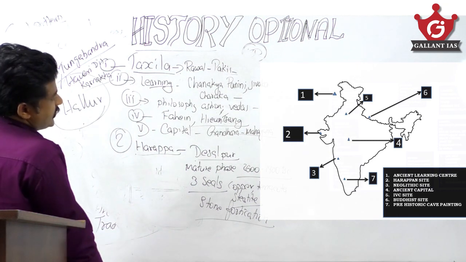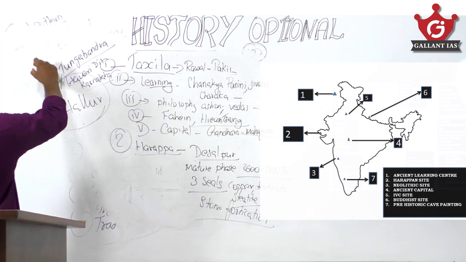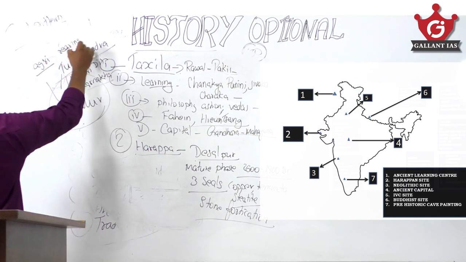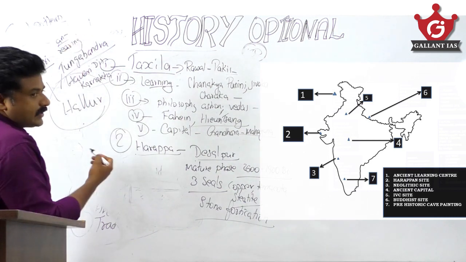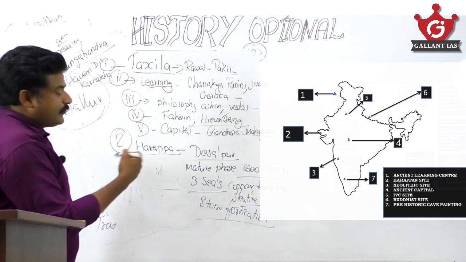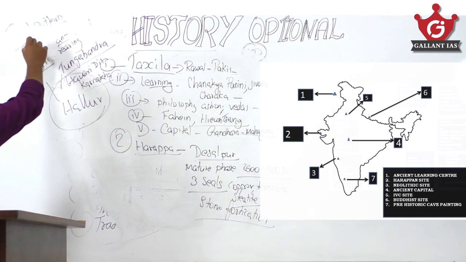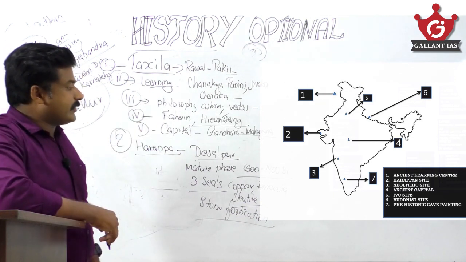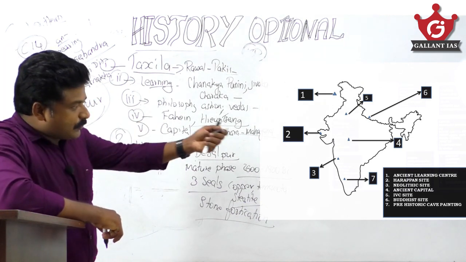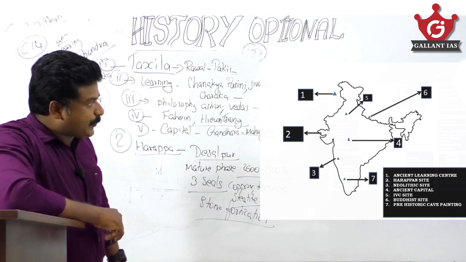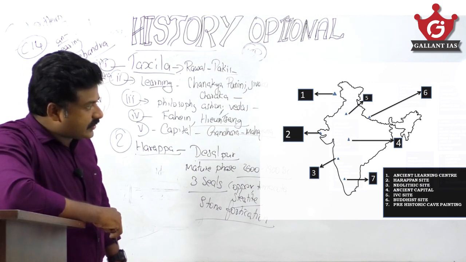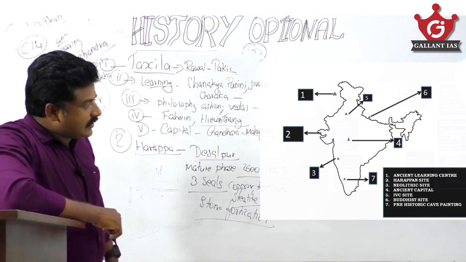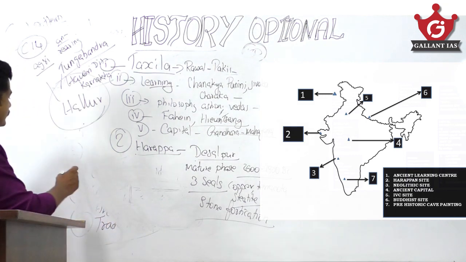This is a center known for its agriculture and animal husbandry. Many animal fossils, like sheep, goat and cattle, have been identified. When carbon-14 is applied, they all belong to the Neolithic age. So this is a popular Neolithic settlement. And then, moving on to the fourth one, which is an ancient capital. That ancient capital is Mahishmati.